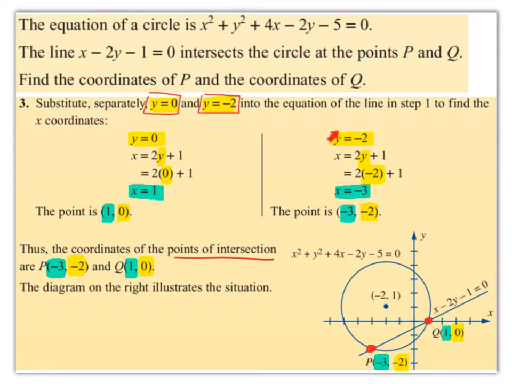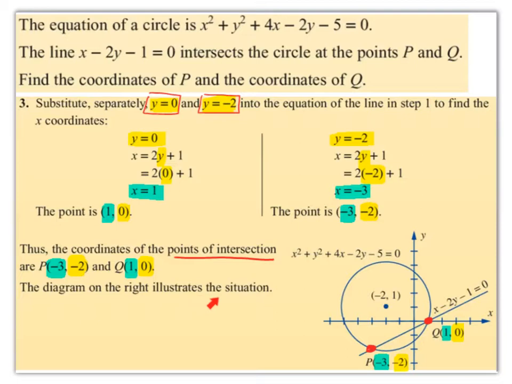We do the same with y is equal to minus 2. So we have x equals 2y plus 1, that's the equation of the line. So swap the y for a set of brackets, put minus 2 into it. 2 times minus 2 plus 1 is minus 3. So x is equal to minus 3, so the point is minus 3, minus 2. Thus the coordinates of the points of intersection are P minus 3, minus 2 and Q 1, 0.